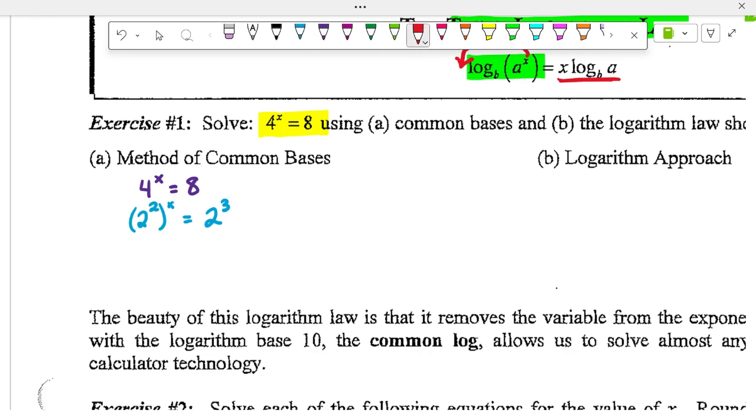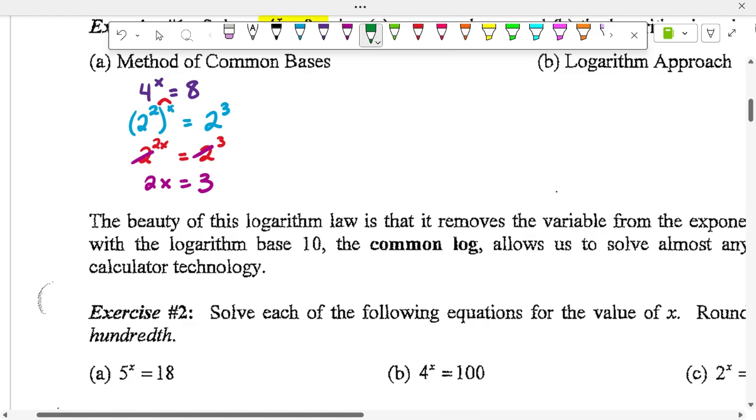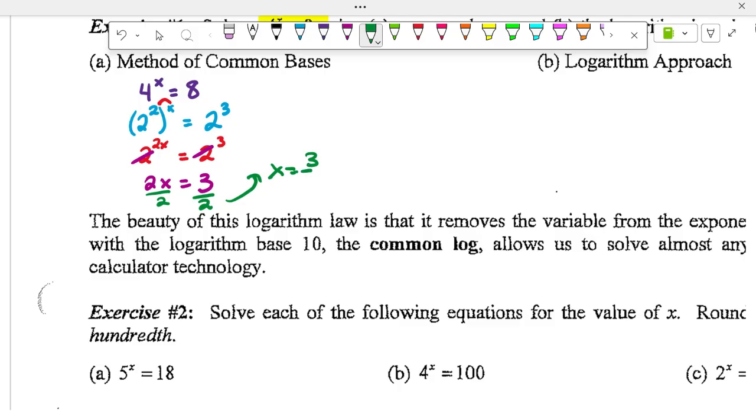Now, remember, before we can eliminate the bases, we first got to do this power rule right here. So we got to multiply the x by the 2. So this now becomes 2 to the 2x is equal to 2 cubed. Now, what happens once we get the like bases and the power rules all done? What can we do? The bases are gone, and we bring down the exponents to make a linear equation. So I have 2x is equal to 3. Now, I just have to solve for x. What's my last step for x? Divide by 2. So x is equal to 3/2.